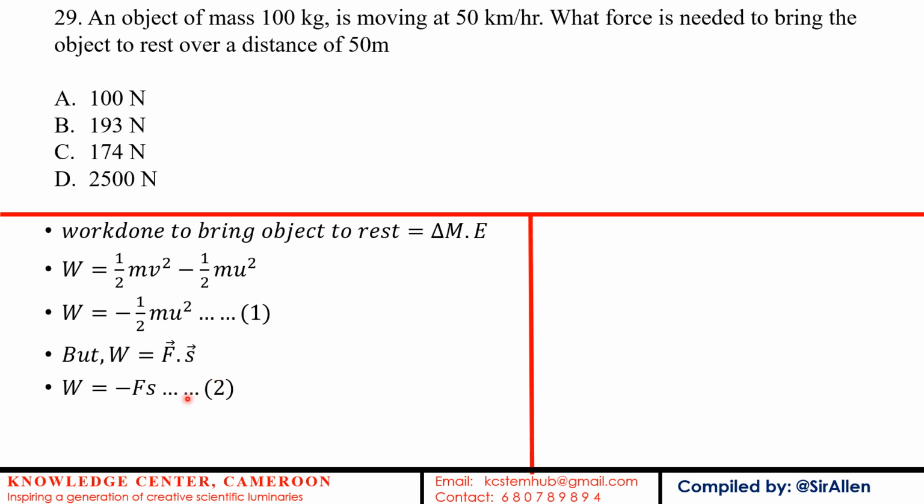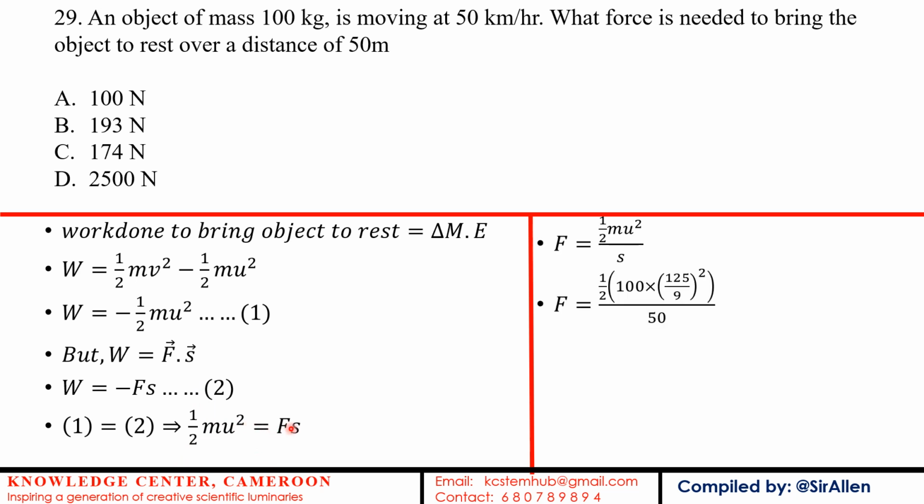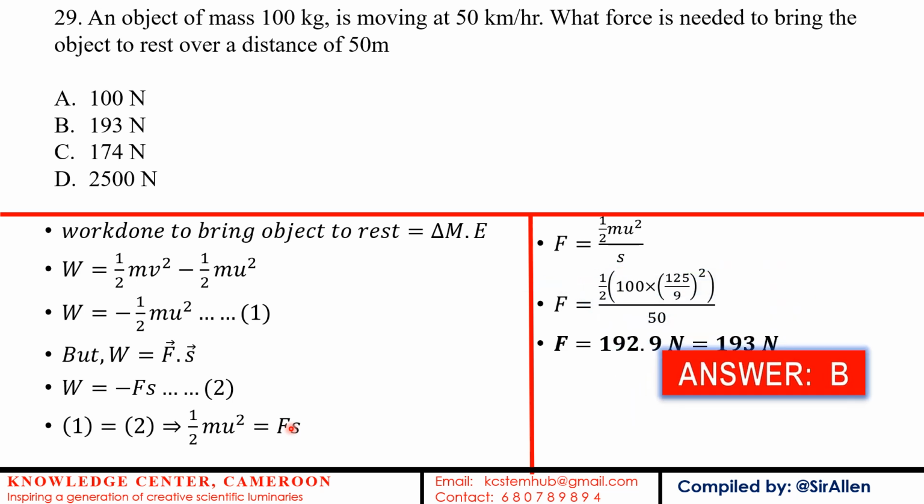You notice that the particle is retarding, so the force and the displacement are in opposite directions. So you have negative work in that case because the particle slows down. Our change in kinetic energy, which is negative here, will be equal to our negative work done. Then you can cancel out the negatives and have half mu squared equals Fs. You make F the subject, you have half mu squared over s. You substitute, key in the values, and our F is 193 newtons. Our answer is B.